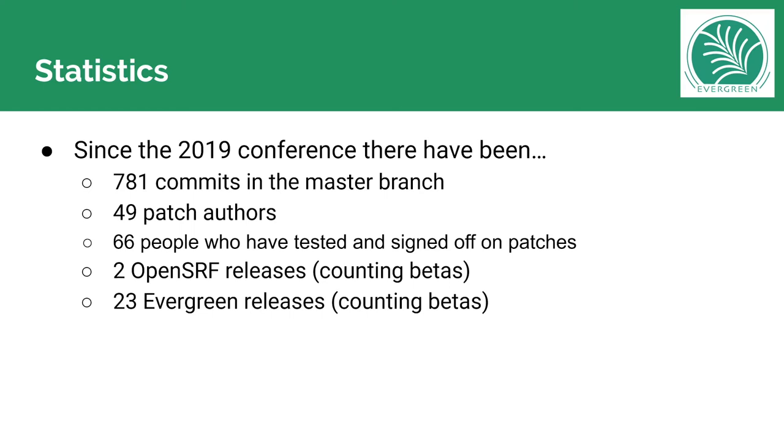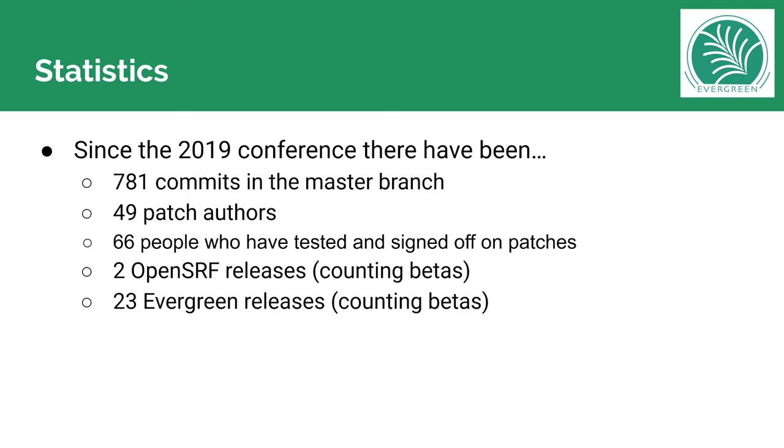The numbers for this cycle are comparable to the numbers for last year. So, 781 individual commits in Evergreen's master branch since the conference in Pennsylvania, with a total of 49 patch authors. One thing I should mention is both Evergreen documentation updates and code updates are stored in the same code repository. So the commit and patch author counts reflect both coding work and documentation work. And that's a very appropriate thing since code and documentation necessarily, or at least should, go hand in hand.